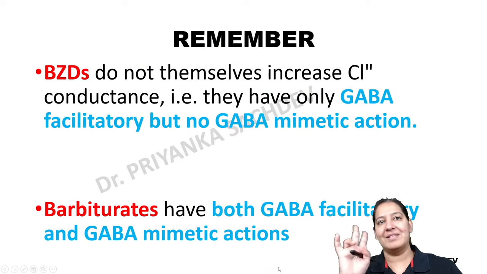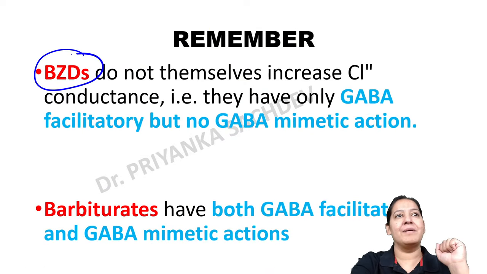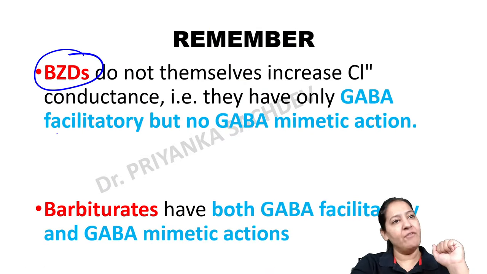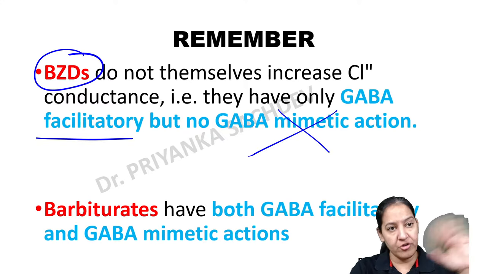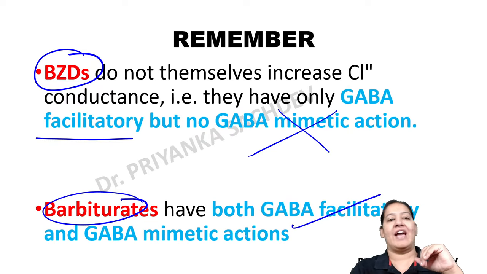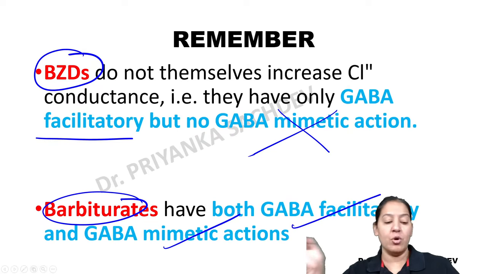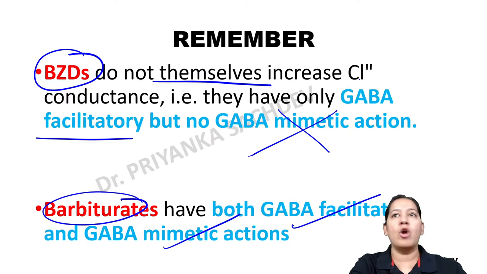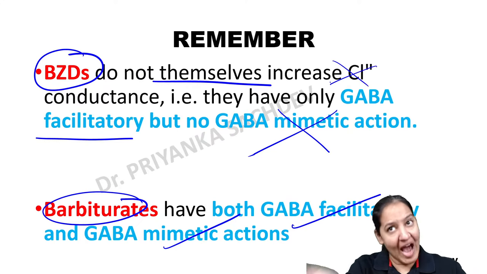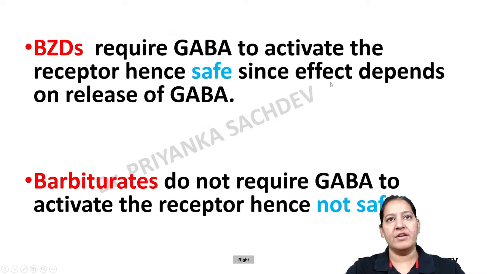So that is the difference, right? Benzodiazepines have only GABA facilitatory action, but no GABA mimetic action. In contrast, barbiturates have both actions: GABA facilitatory and GABA mimetic. Benzodiazepines themselves do not do anything to the chloride channel. They ask GABA to do that.